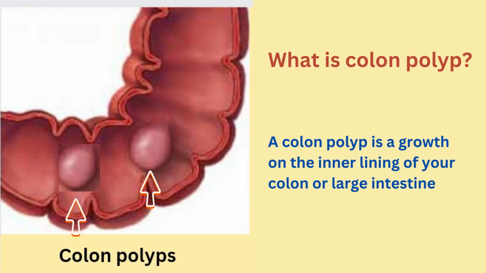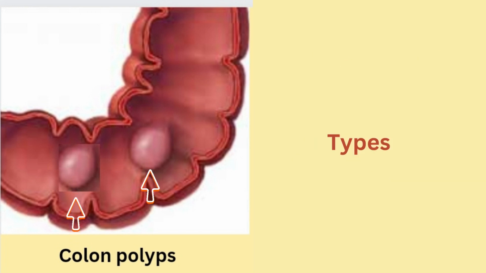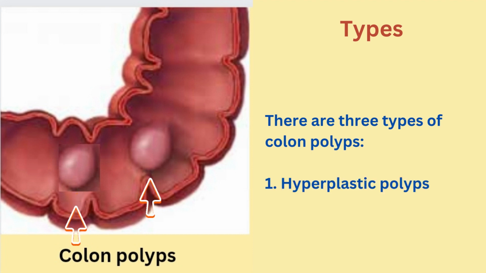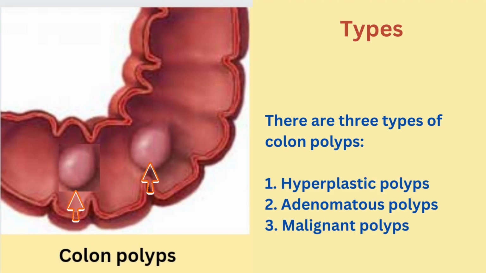A colon polyp is a growth on the inner lining of your colon or large intestine. Now let us see the types of colon polyps. There are three types of colon polyps: hypoplastic polyps, adenomatous polyps, and malignant polyps.